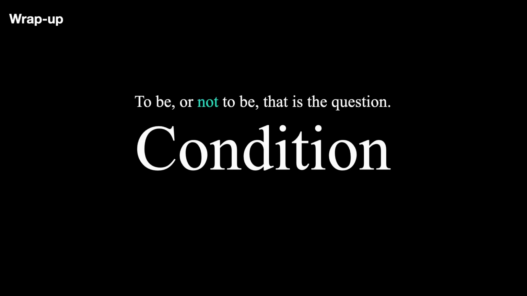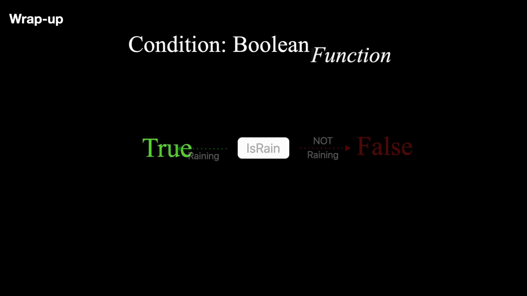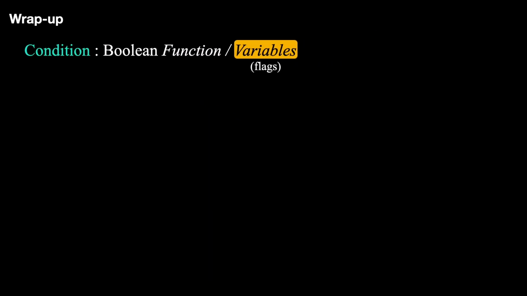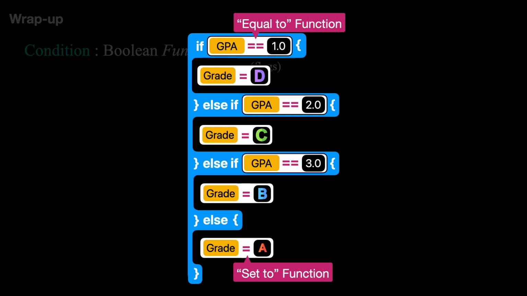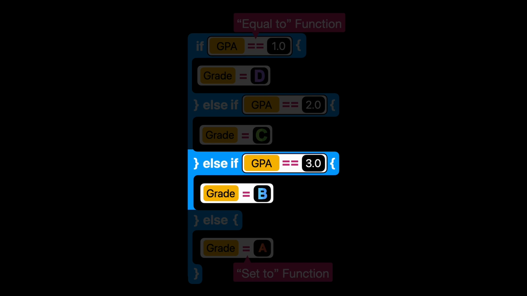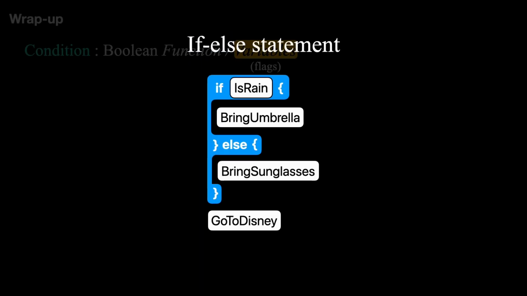Okay, today we learned a lot. Let's summarize the logic of condition. First up, we use functions that return a Boolean value as a condition. Another option is to use Boolean variables which are often called Boolean flags. In the if-else statement, we check the condition in order and run the block of code if the condition is true. We can also create if and if-else statements without using some of the chunks.